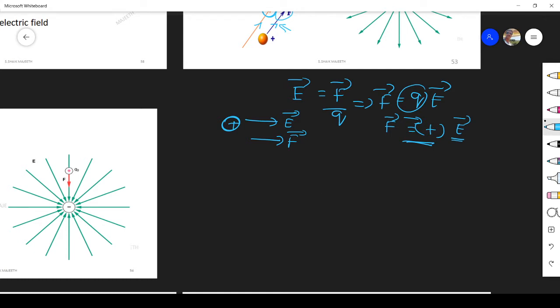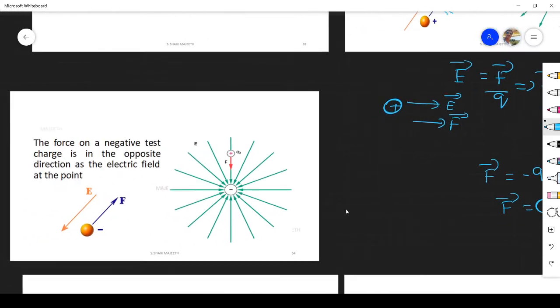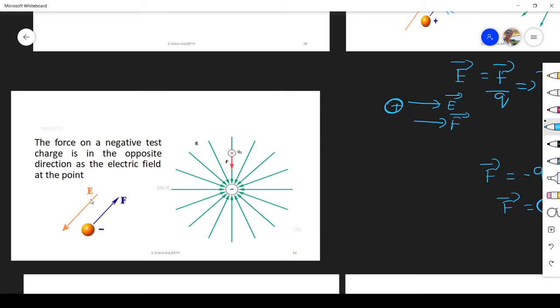Suppose the charge is negative, what happens? F is equal to minus Q E, because Q is negative. So here force and field are in opposite directions, since this minus indicates opposite, right? So here you see for a negative charge, E is going in this direction and F is going in this direction. That is, both are opposite to each other.